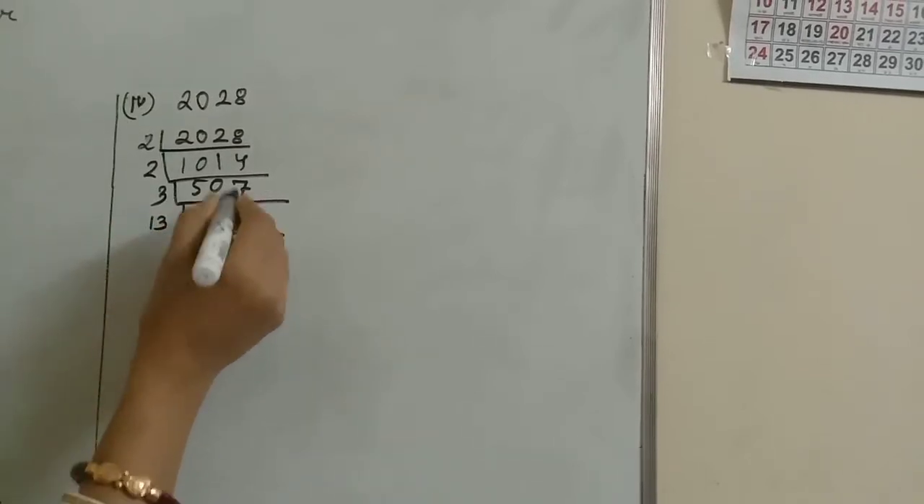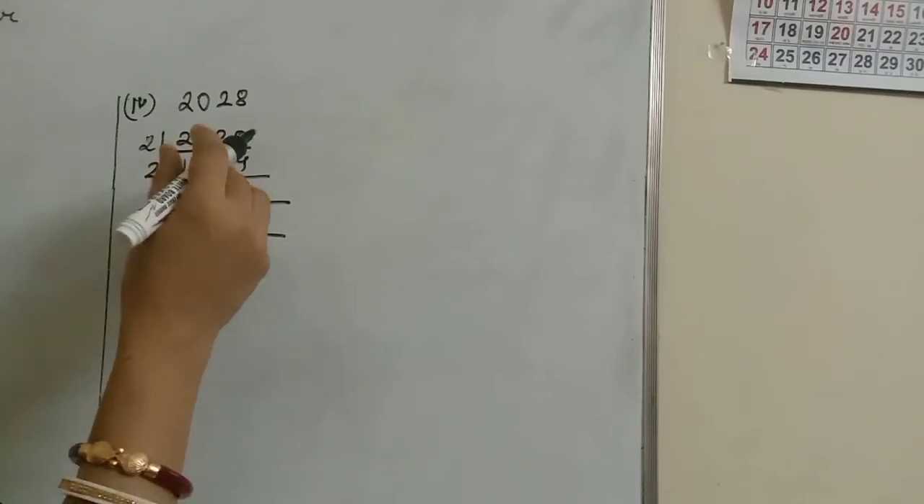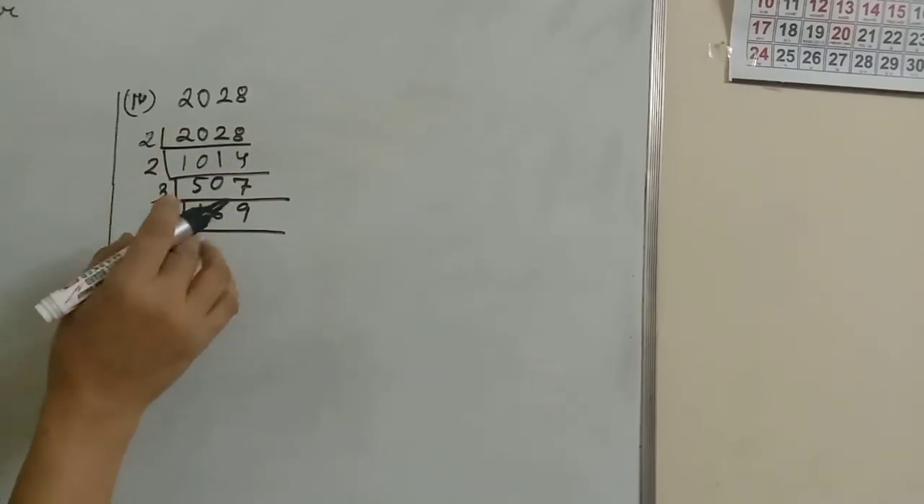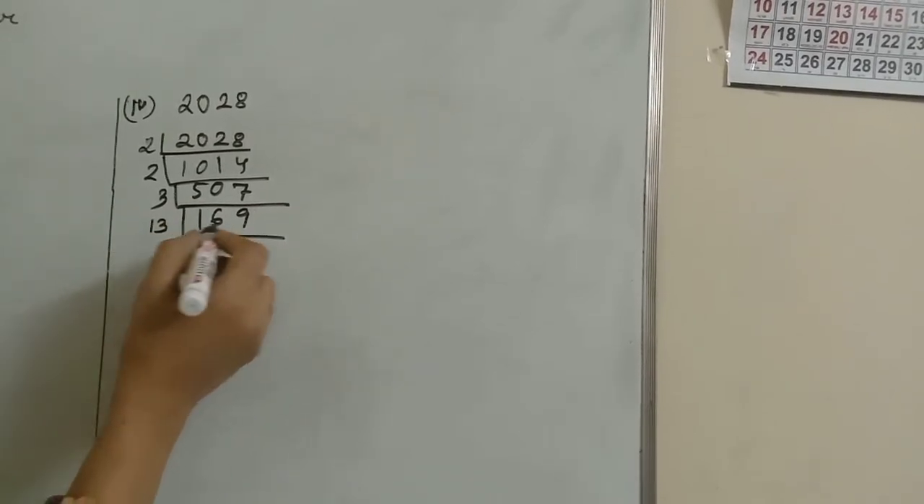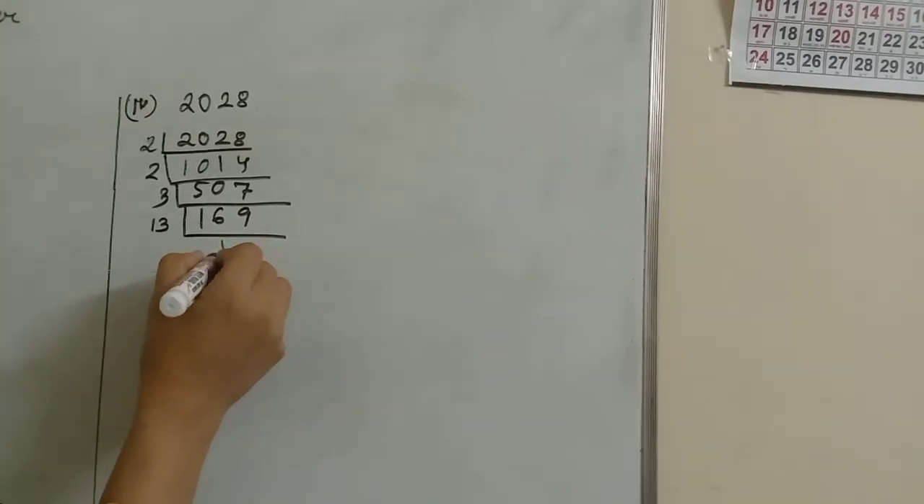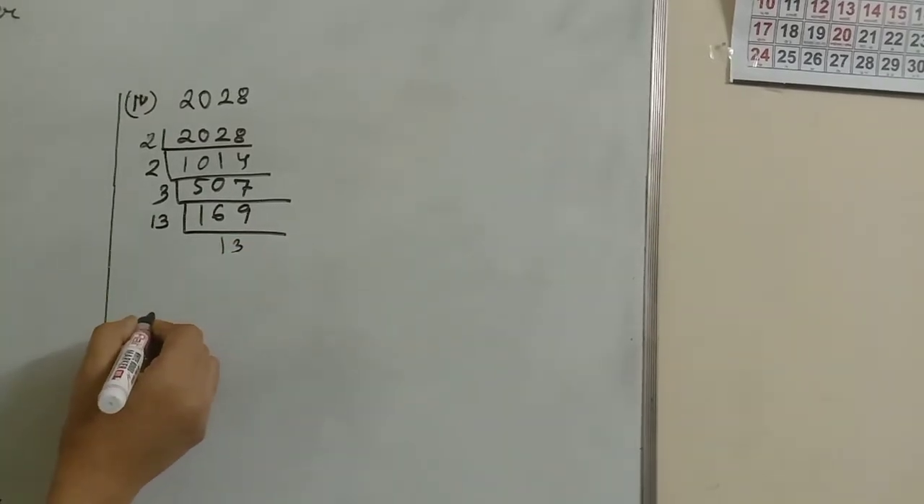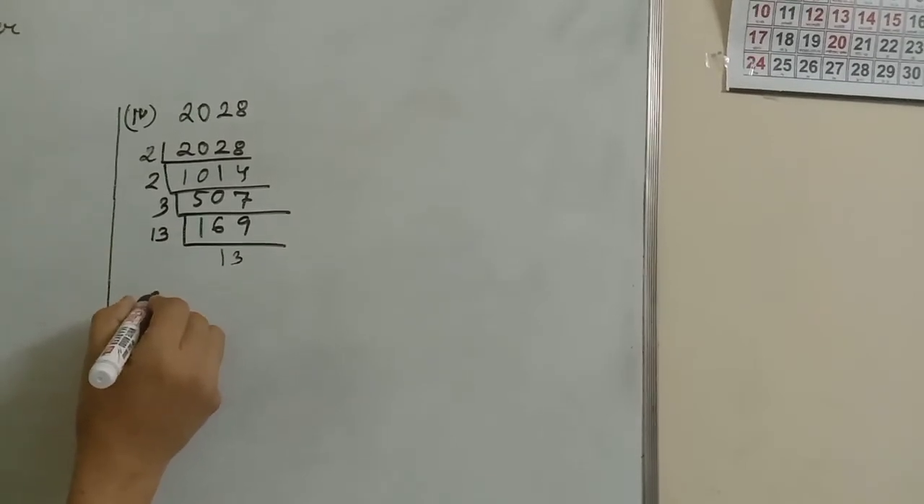That's why you have to memorize the square numbers up to 25 at least. The square of 13 is 169, the square of 14 is 196. In this way you have to find it. So 13 into 13 is 169. Now you have to find the number which is not in pair.